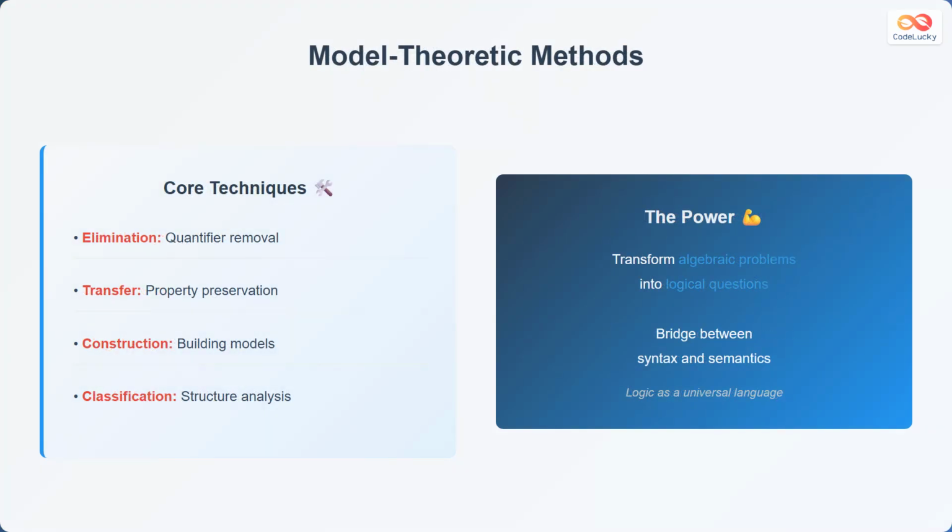Some core techniques in model theory include elimination, which is quantifier removal, transfer, which is property preservation, construction, which is building models, and classification, which is structure analysis. The power of model theory lies in its ability to transform algebraic problems into logical questions, bridging the gap between syntax and semantics. It offers logic as a universal language.